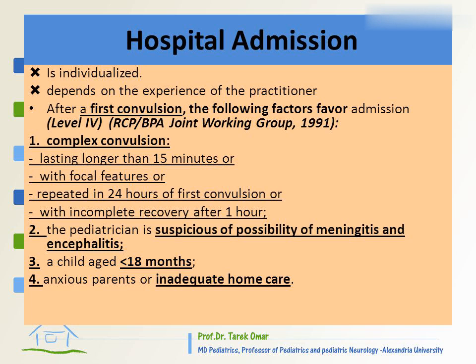1. Complex convulsion, lasting longer than 15 minutes or with focal features or repeated in 24 hours of first convulsion or with incomplete recovery after 1 hour. 2. The pediatrician is suspicious of possibility of meningitis and encephalitis. 3. A child aged less than 18 months. 4. Anxious parents or inadequate home care.